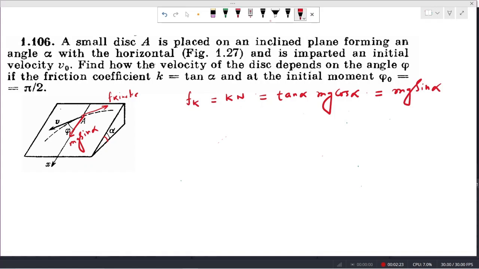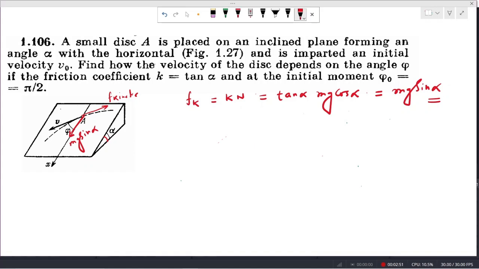There is a component of mg which is acting down the incline, and that is also mg sin alpha. So magnitude wise, these two forces are equal, but the direction may differ. Mg sin alpha will always be down the inclined plane, but kinetic friction will keep on changing its direction. But magnitude will always remain mg sin alpha. Now, what all equations can we write?